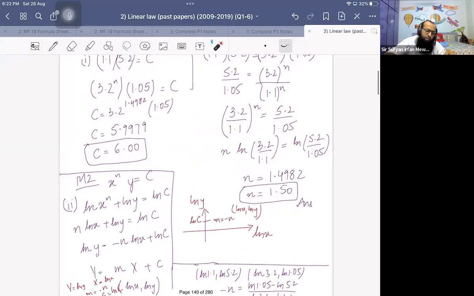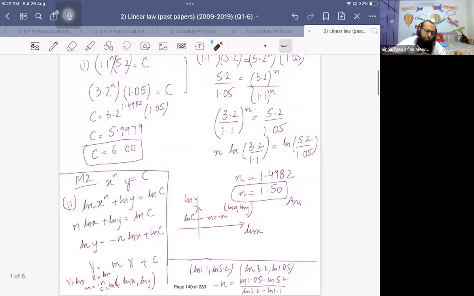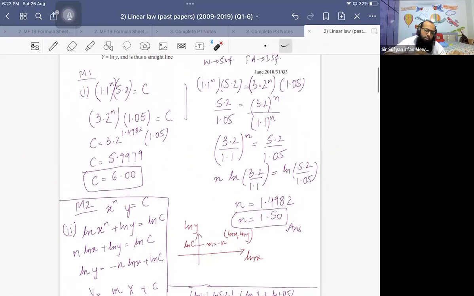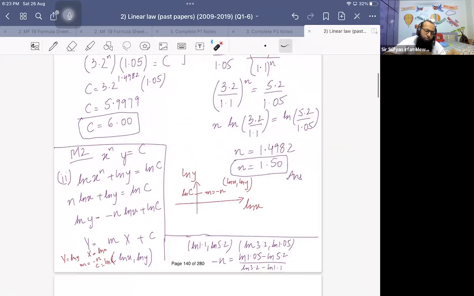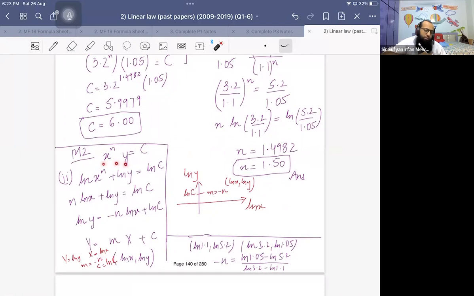As of now, let's suppose someone is not substituting directly, rather they are taking LG or LN on both the sides, then what will happen? Will they be able to solve or not? So let's check it out. So they will take ln on both the sides. Because x power n multiplied by y, it becomes ln x power n plus ln y. Multiplication gets converted to addition. Product law will be applied. So ln x power n plus ln y is equal to ln c.